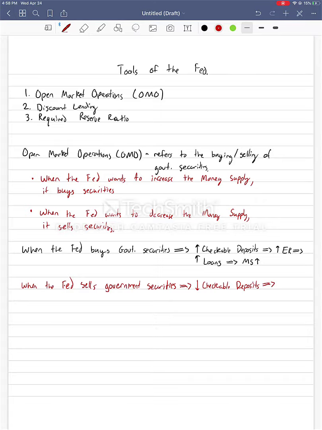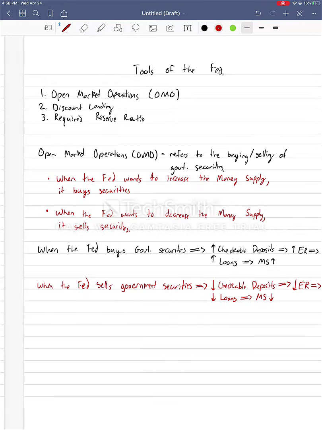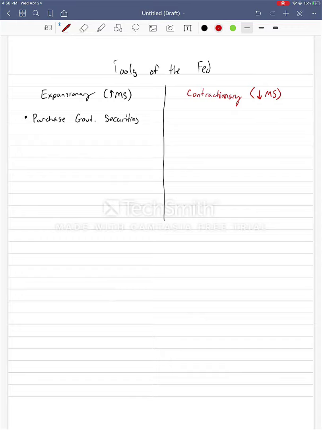Now, we know that when checkable deposits go down, that's going to lead to a decrease in excess reserves that the bank has to hold on to. Now, when excess reserves go down, that leads to a decrease in the amount of loans that the banks can issue, which in turn can lead to the money supply decreasing. So this is once again contractionary monetary policy. So the Fed can choose to sell government securities.